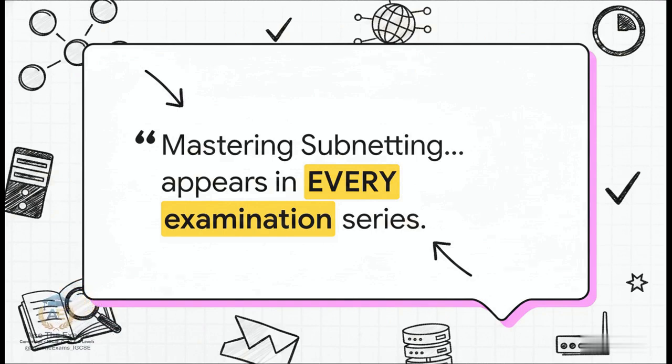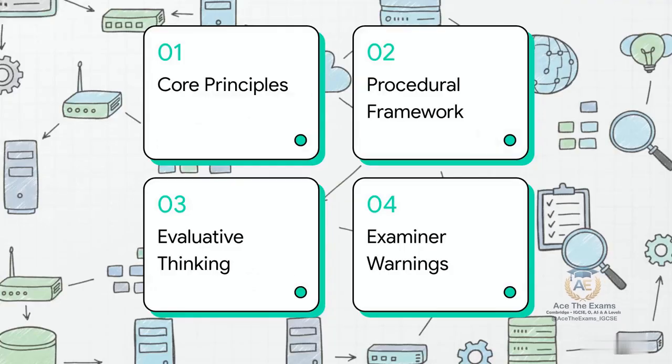We're setting the stakes incredibly high right from the jump because the examiners do. Today, we're looking behind the curtain to see exactly what they demand from a top-tier candidate. It's not about guessing, it's about knowing the rules of the game so you can play to win. To get us to that top-tier level, here's our game plan for today. 1. Core principles. 2. The procedural framework. 3. Evaluative analytical thinking. And 4. Top examiner warnings. Let's get right into it.